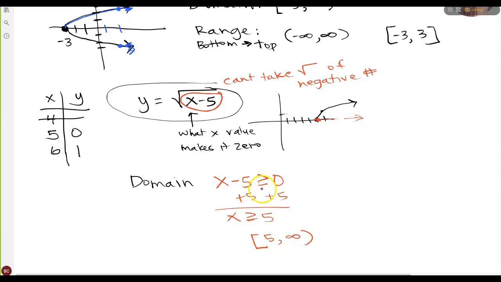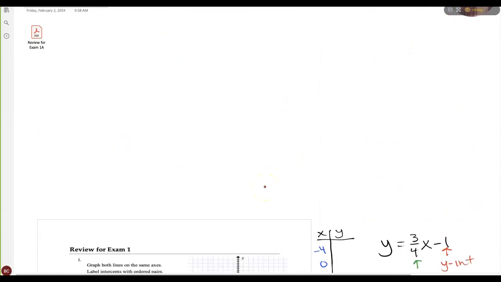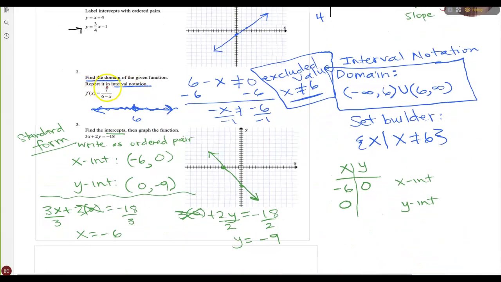So again, if you're finding the domain of something inside a square root, you put it greater than or equal to 0. But remember up above, where we found the domain of something that was a fraction, we have to put it not equal to 0, because we can't divide by 0. Keeping these two things straight in your head is really going to be important on this exam.